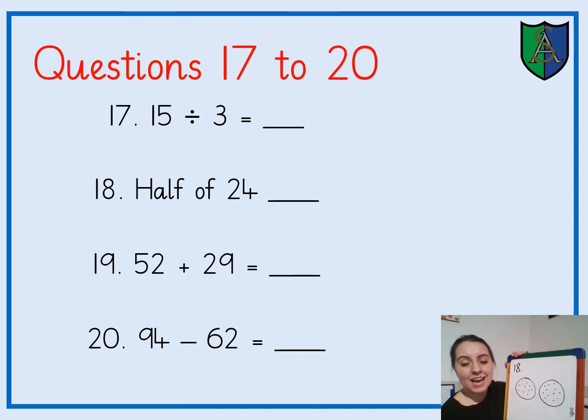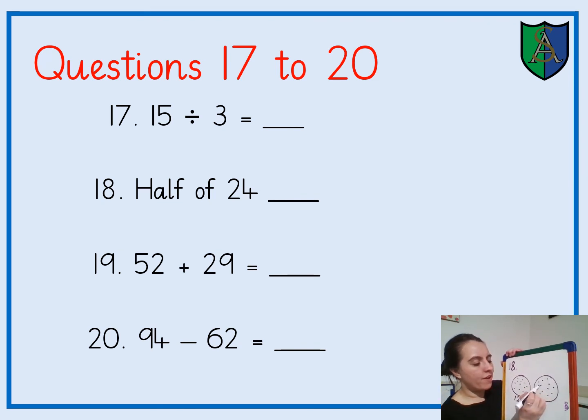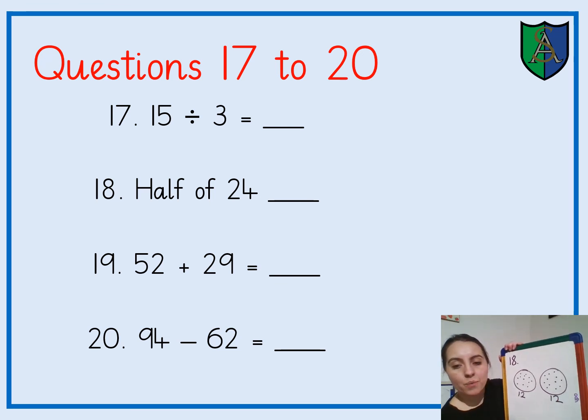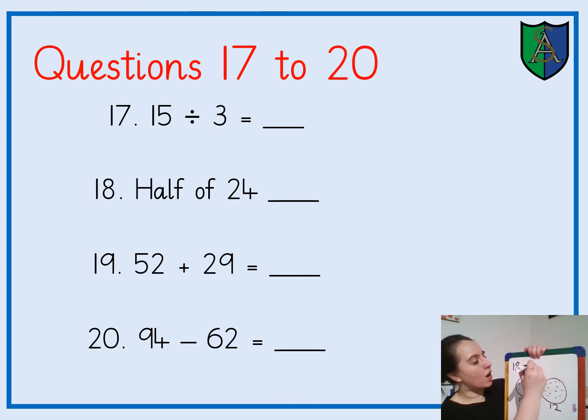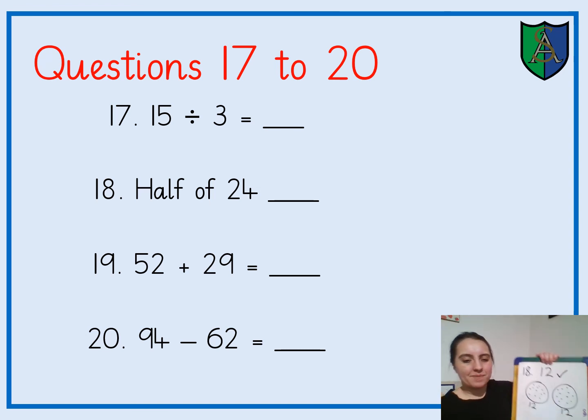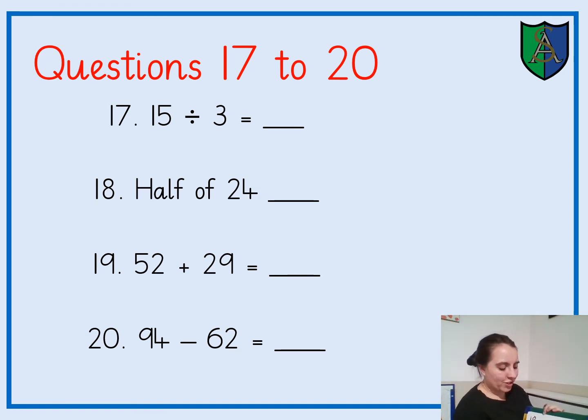Okay, now I'm going to count how many are in each group. 1, 2, 3, up to 12. There are 12 in there. And 1, 2, 3, up to 12. And there are 12 in there. So I know that when I split 24 into half, there will be 12 in each part. So the answer to 18 is 12. So if you got it right, give yourselves a tick. Okay, last 2 questions now.